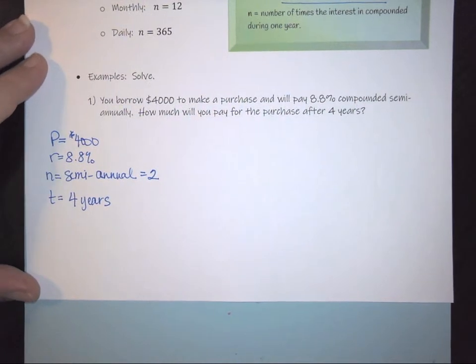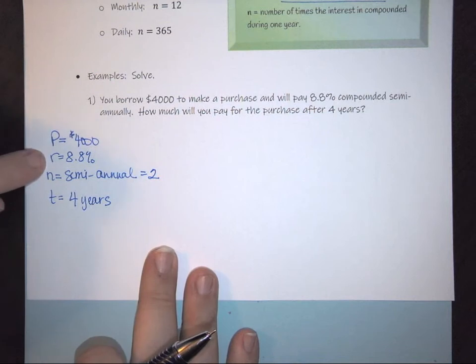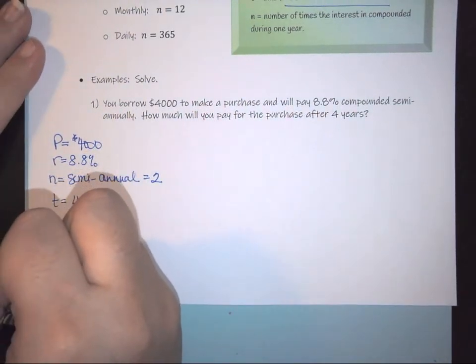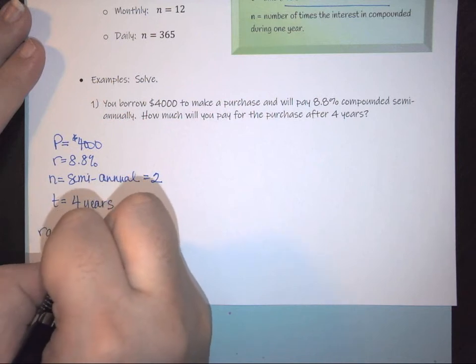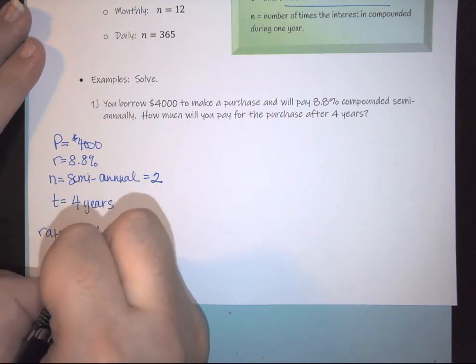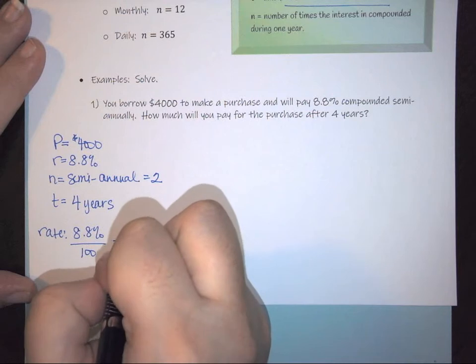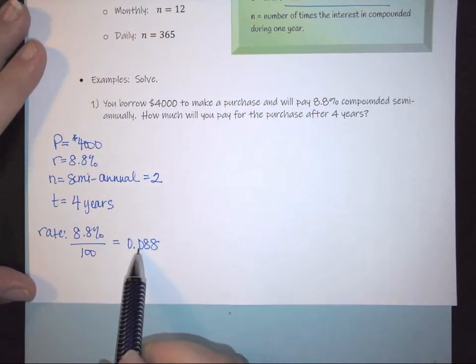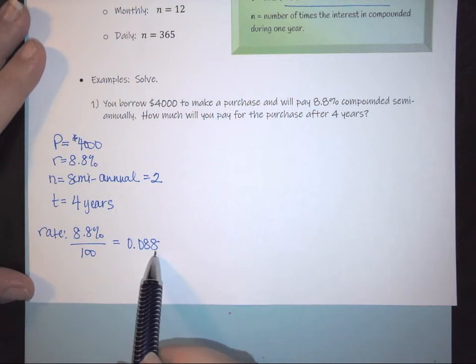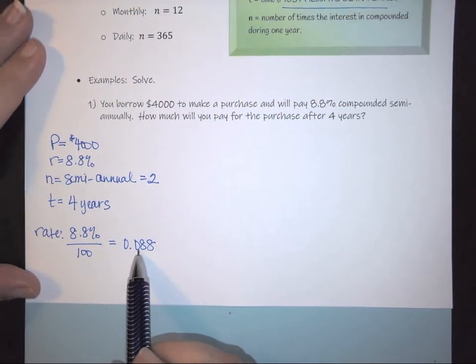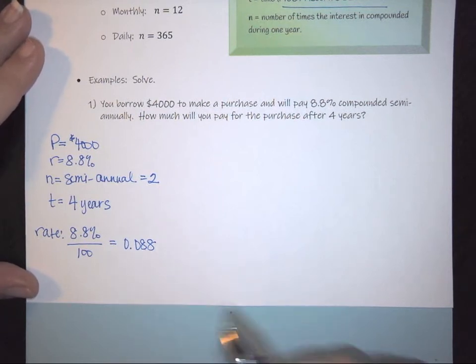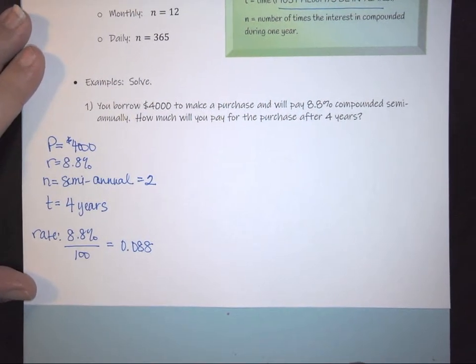Now again, just like with any other interest problem, your rate must always be changed over to a decimal. So when we're talking about your rate here, we would take that 8.8% and divide it by 100. Gives you 0.088. Of course, you want to use this decimal in its entirety. Do not round. In other words, 0.09 is a much different value than 0.088. Okay, so use what you're given.